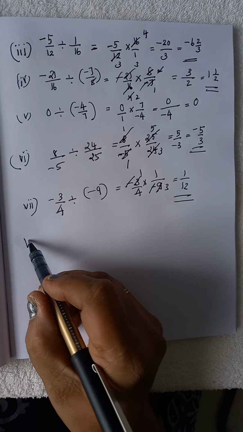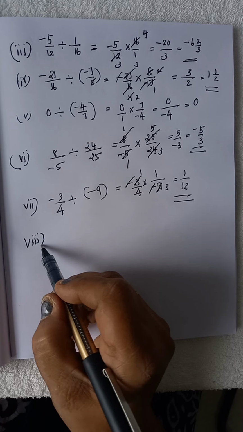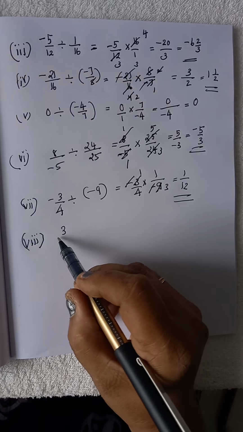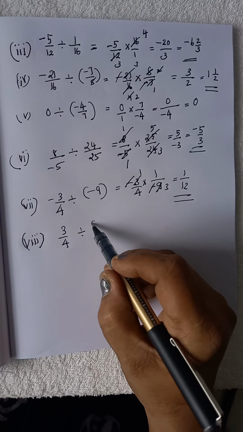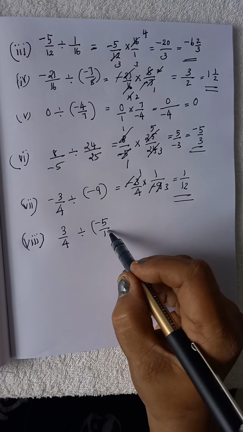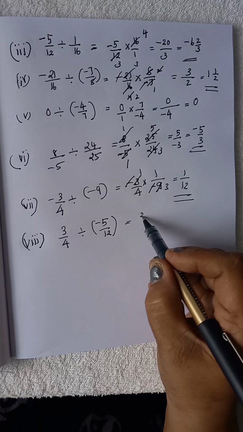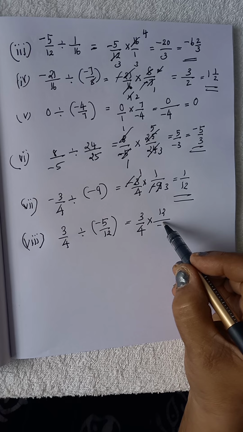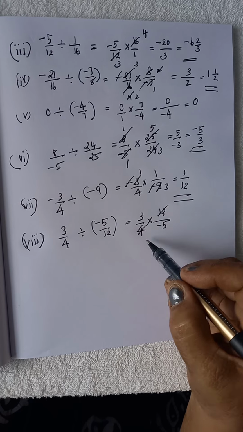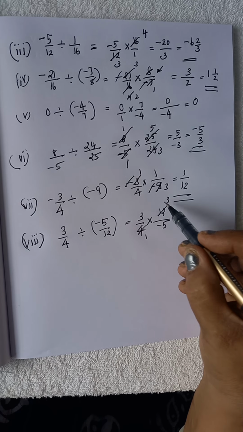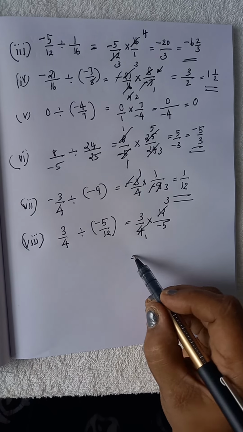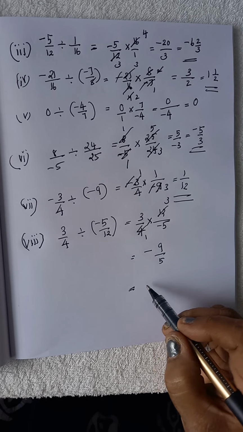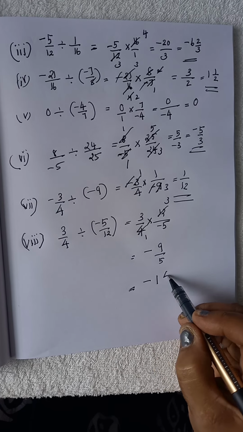Now the eighth question is 3 by 4 divided by minus 5 by 12. That is equal to 3 by 4 into 12 by minus 5. 4 and 12 can be cancelled. So 3 times. Now this is equal to minus 9 by 5. And that is equal to minus 1 and 4 by 5.